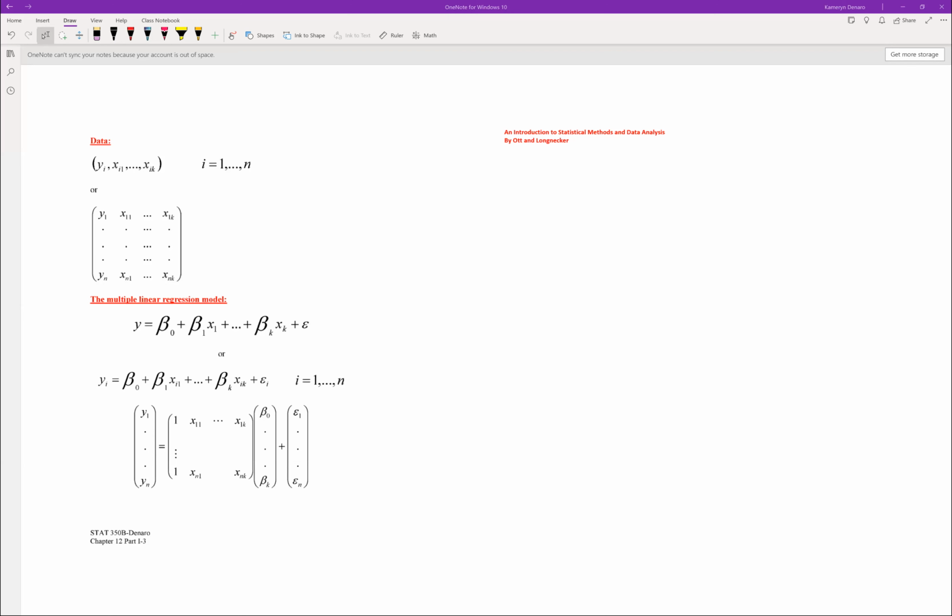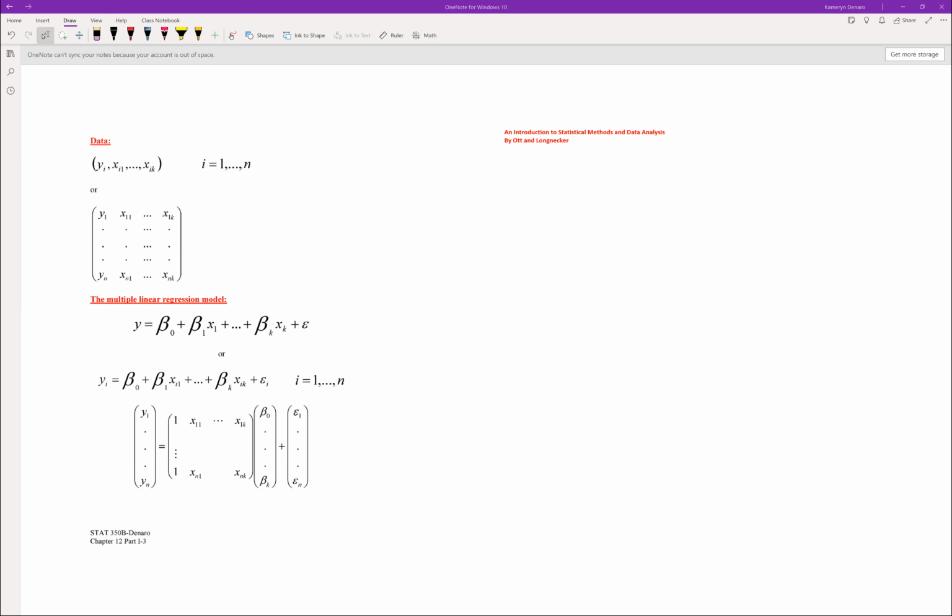That's our yi. So the first person, their response variable would be y1. And if our sample size has n people in our study, then our last observation would be yn. So we have y1, y2, y3, all the way down to yn.